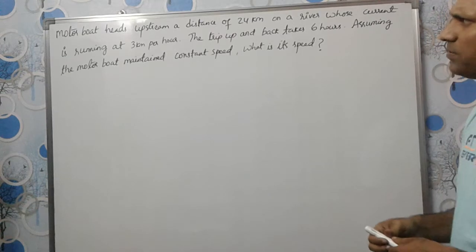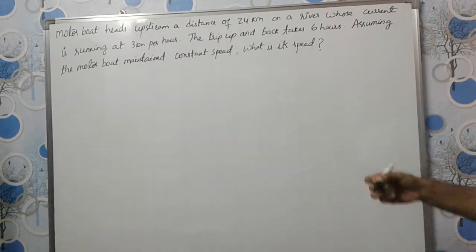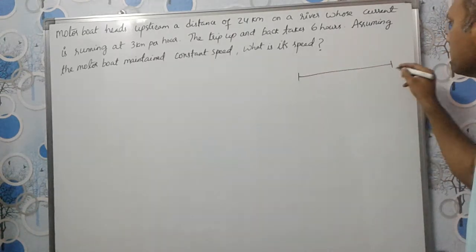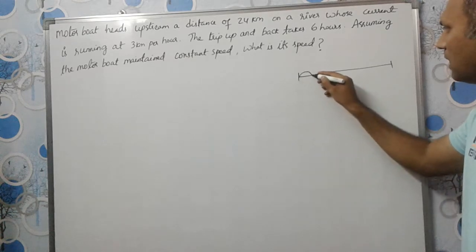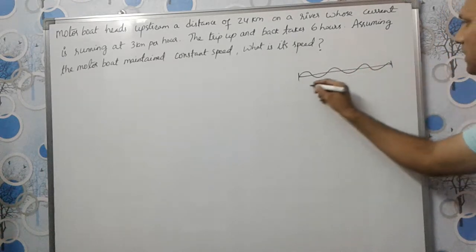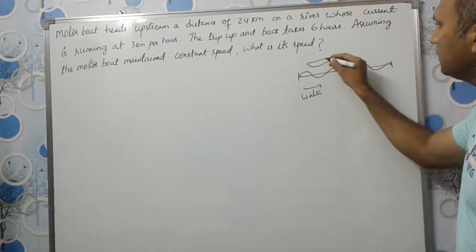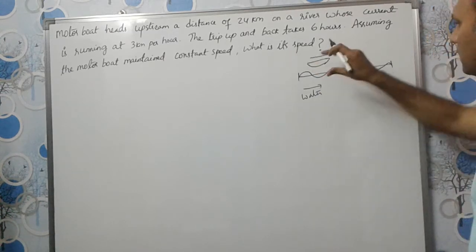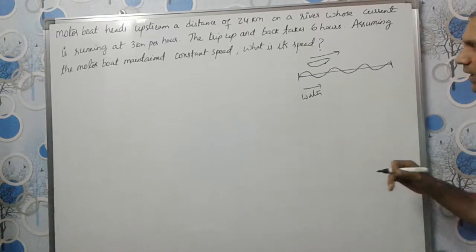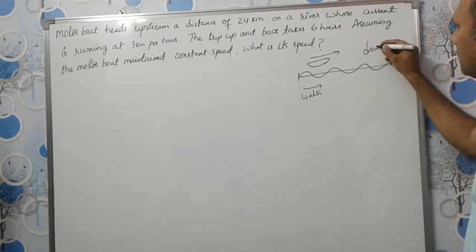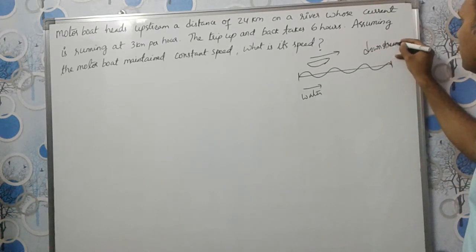Now what is upstream and downstream? See, we should learn what is upstream and downstream. Let us say this is the river and water is flowing in this direction. This is the direction of water, and the boat is also going in the same direction as the water. Okay, this is termed as downstream.